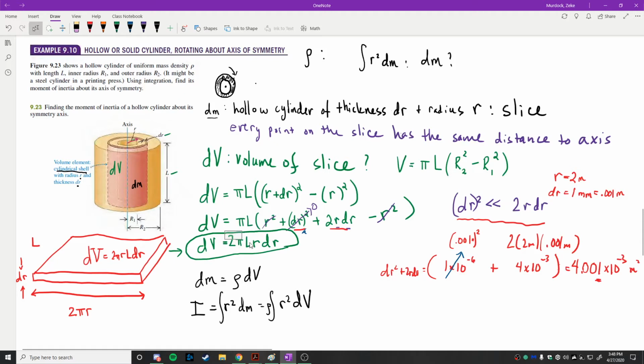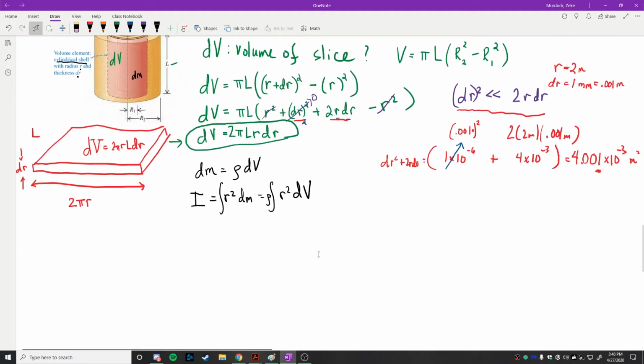And now we can plug in what dV is. So we're going to get I equals rho, that's density, okay? Integral. r squared, that doesn't change. dV, dV's right there, right? 2 pi L r dr. Pull all the things that are constant out, so we'll get 2 pi rho L integral r cubed dr, and the r cubed is because there's an r here and an r squared right there.